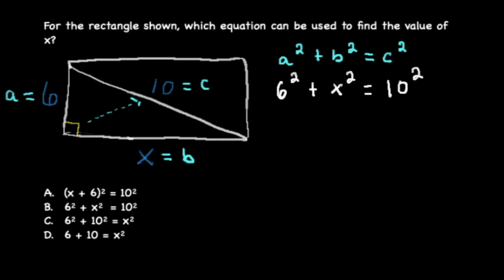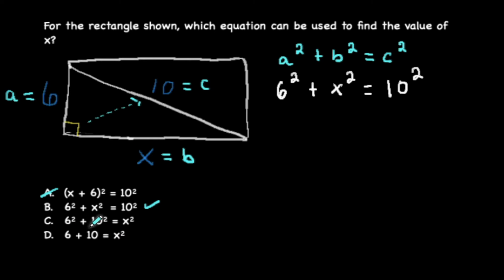So taking a look at the answer choices, we can eliminate choice A because this is not Pythagorean theorem and this is not set up to find the value of x, right? Because we have the quantity x plus 6 squared is equal to 10 squared. What about B? 6 squared plus x squared equals 10 squared. Well, bingo, that's the answer. However, let's continue determining what these are and if it makes any sense.